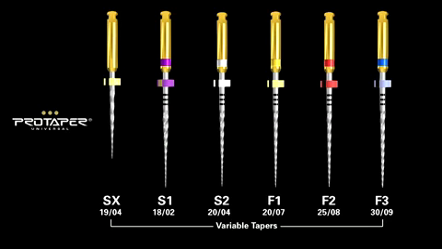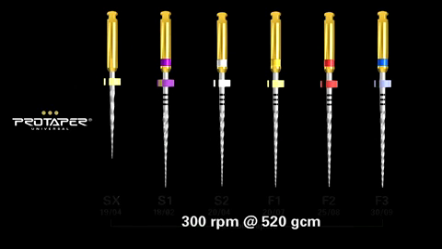Notice specifically the last line, variable tapers. This is the first system in the world to introduce progressive tapers over the active portion of a single file. ProTaper runs at 300 RPMs and 520 gram centimeters.